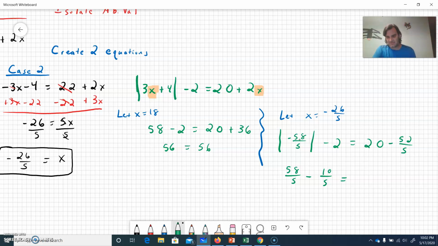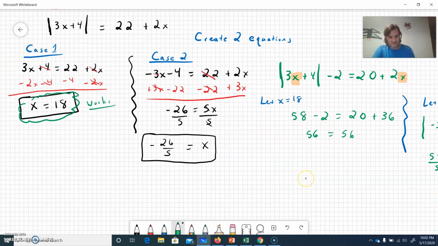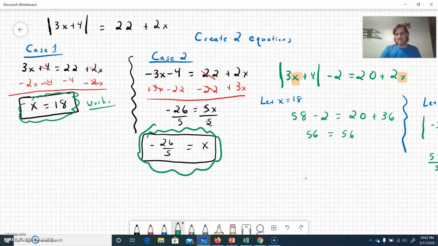And I'm trying to make everything work out here. So on the other side, 20 would be 100 fifths, though it's always hard to check yourself if you're dealing with fractions, but that would be minus 52 fifths. So if you have any questions about that, just let me know. But 58 minus 10 is 48, and that'll be over 5. 100 minus 52 is 48 over 5, so it did balance. So there we have living proof that negative 26 fifths did work out. So we got two answers that actually proved themselves worthy.